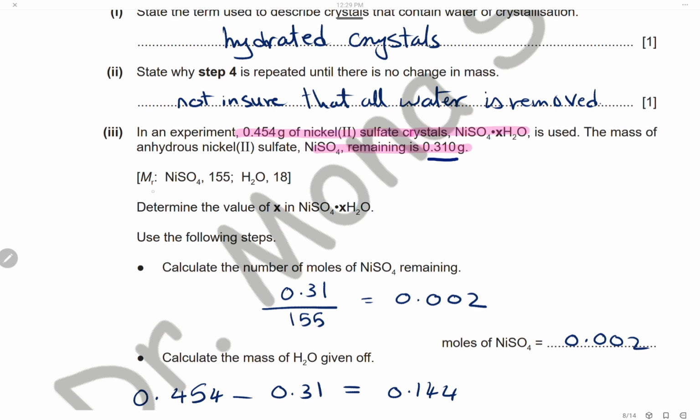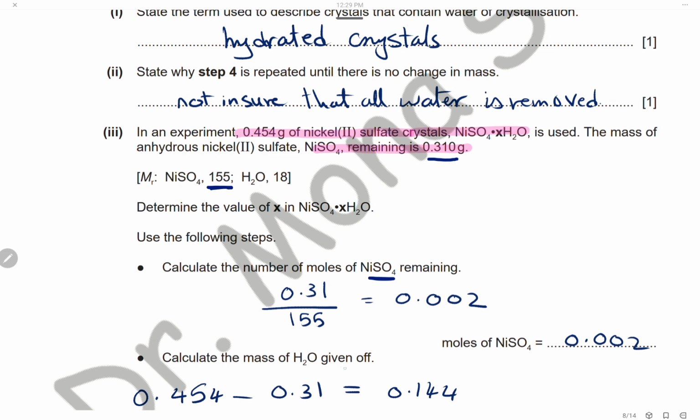Of course, he gives you the MR for nickel sulfate and the MR for water. To determine the value of X, we will use the following steps. First, calculate the number of moles of nickel sulfate remaining, which is the anhydrous nickel sulfate. We have the mass of the anhydrous nickel sulfate, 0.31. We will divide it by the MR, which is 155, to get the number of moles of the anhydrous nickel sulfate, which will be 0.002.